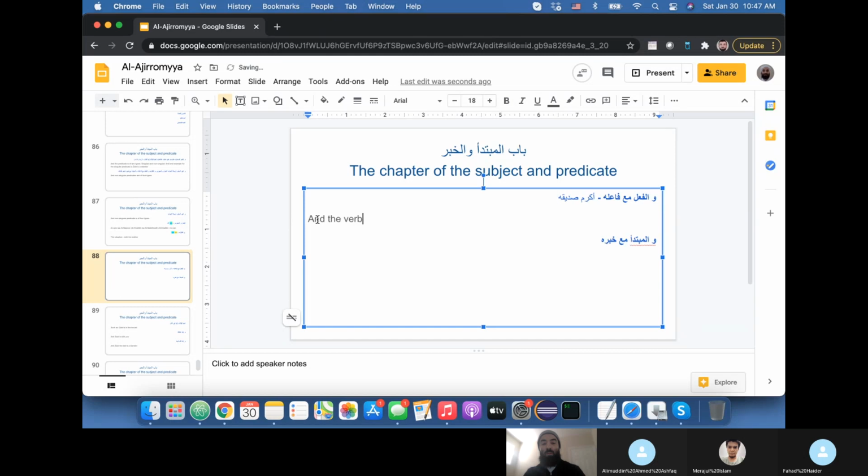And the verb with its subject, such as "he was generous to his friend." So akrama sadiqahu, would this be singular or non-singular?